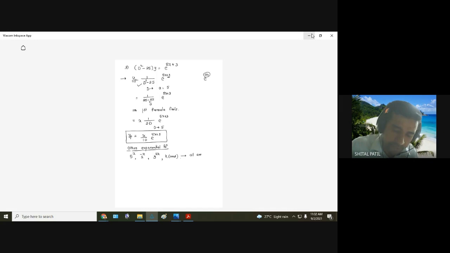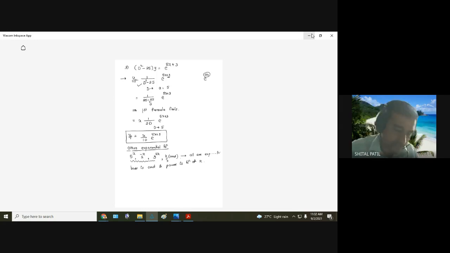All are exponential functions. Leave this for the moment. I'll tell you about the constant function afterwards, okay? But at least you understand these three functions, why they are exponential. What is the exponential function? Base is constant and power is a function of x.